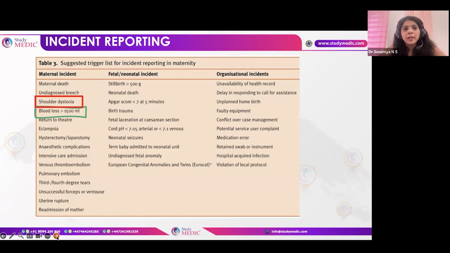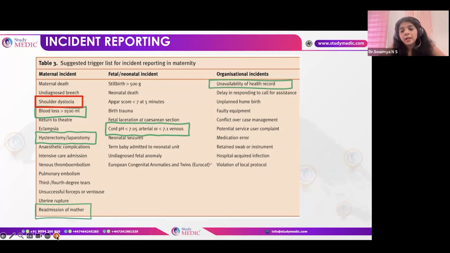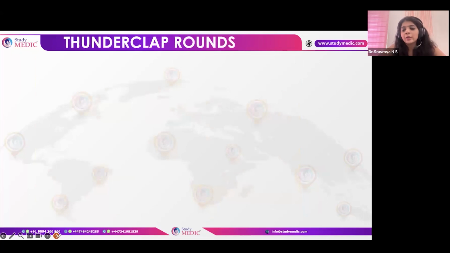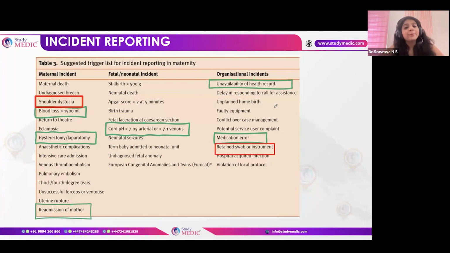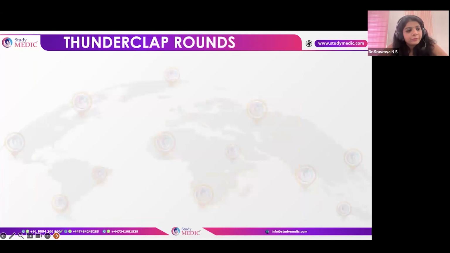Blood loss of more than 1,500 mLs, hysterectomy or laparotomy which was not consented, readmission of the mother, cord pH, very important, ABG, like the paired cord blood gas samples, unavailability of a health record, medication error, and retained swab or instrument. Obviously, these are incident reports which they have to be doing. Any health professional who has come across these issues has to report the incident.